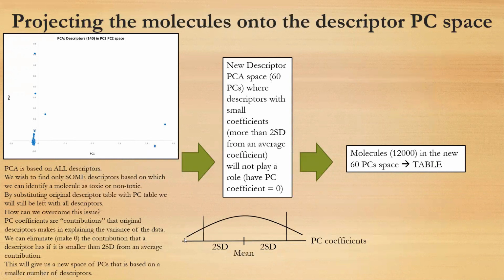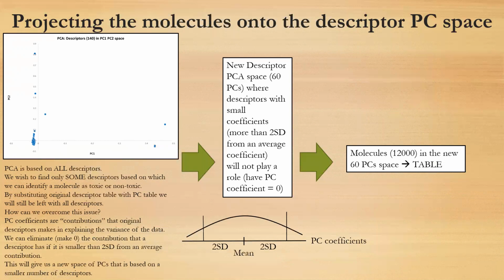So what we will do, we will look at the distribution of all the PC coefficients. We will find the average of the coefficient, and we will erase these tails. So if the descriptor has a coefficient that falls in this tail or in this tail, we will make its contribution, or its coefficient, equal to 0.